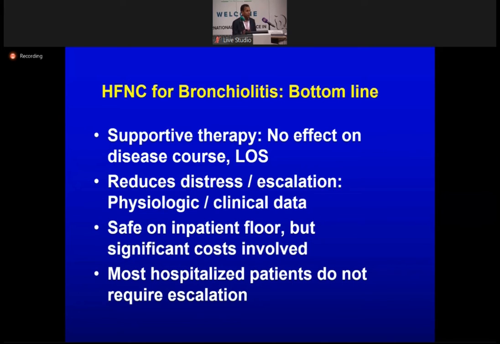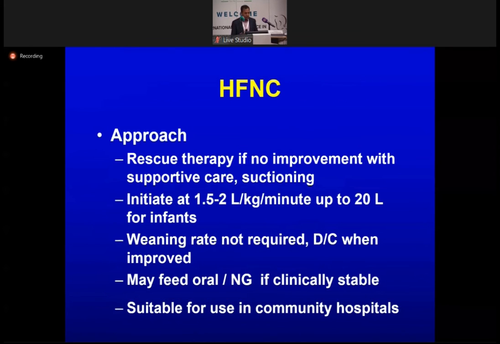So you can save lots, especially in community hospitals. Prior to the use of high flow nasal cannula oxygen, we used to see lots of patients transferred to PICUs, but with its use, that transfer rate has gone down. So we would use it if there was no improvement with supportive care or suctioning.